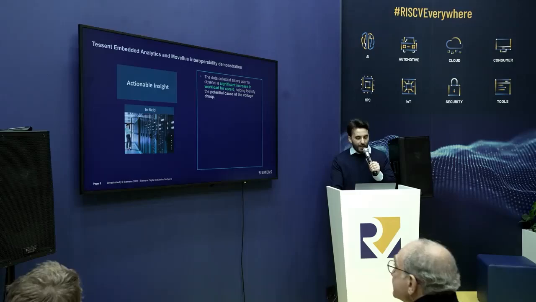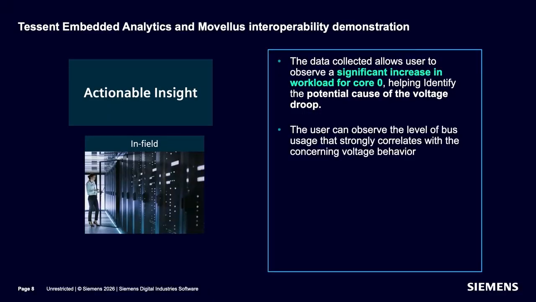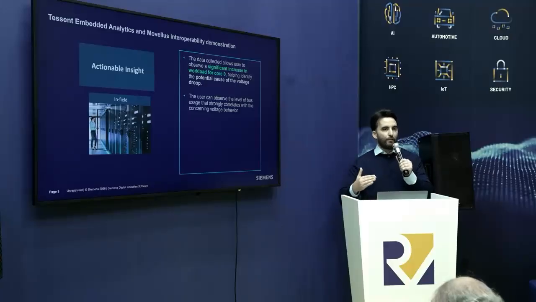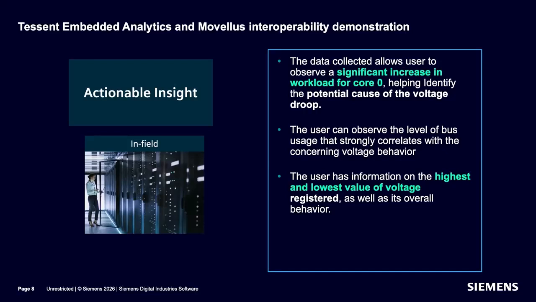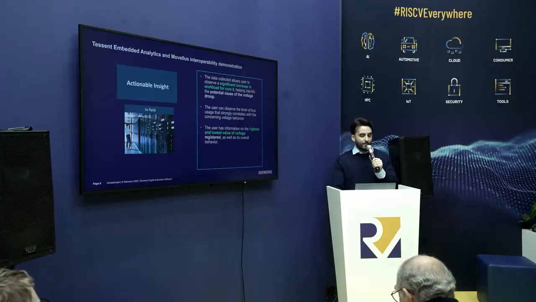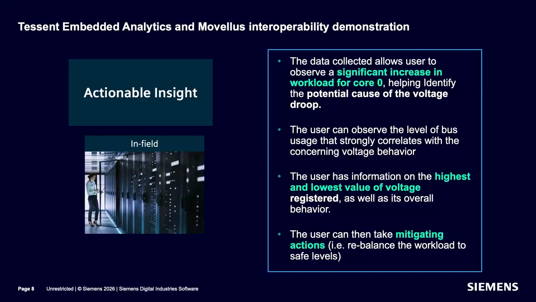In terms of actionable insight, in this example that we created here with the Movellus model, we could see from the data collected an increase specifically for core 0. So that would identify the potential source of the problem. Then the user can also observe what level of bus usage correlates with that problem, so they have an idea of what level is the danger level for this event to occur. It also has information regarding the behavior of the voltage throughout, so it has the minimum value observed and when it was observed. And then finally, the user could take mitigating actions such as rebalancing the workload, even reducing the workload to a safe level.